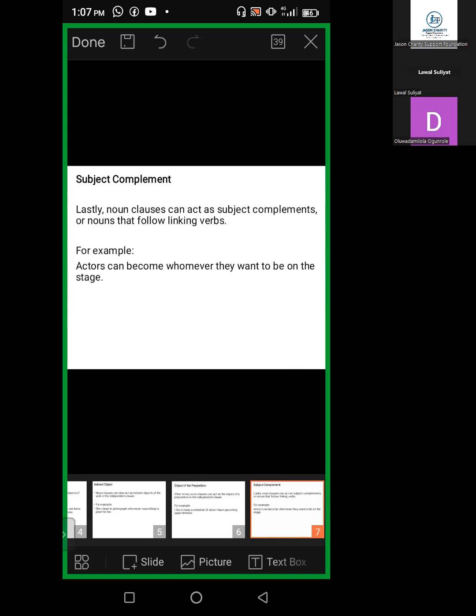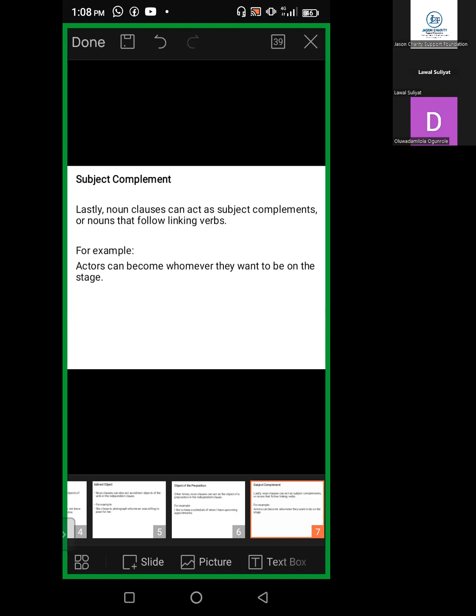Another one very quickly is that you can also use a noun as the complement of a subject. Now, a complement will tell us more or give us an insight or give us a perfective action taken by a noun in a sentence or an expression. Now, if you look at the expression, "Actors can become whomever they want to be on the stage." If you look at the statement, "actors can become," anything that comes after, especially the verb "to be" as used in a sentence, will usually be a complement.